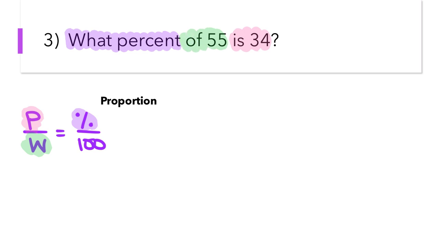What proportion do we get set up when we place in our known values? 34 over 55. Okay. 34 over 55 equals the missing percent over 100. And we're going to cross multiply. 62%.